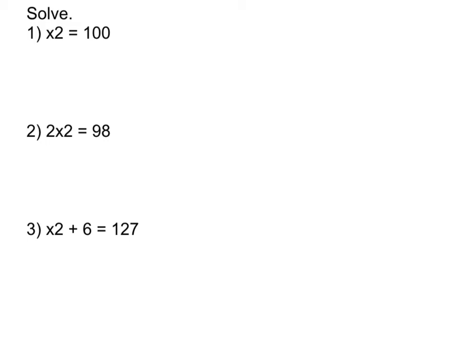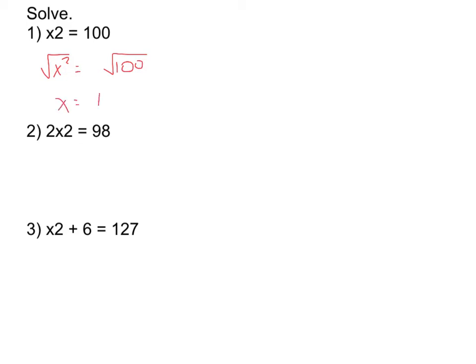So number one, we simply have x squared equals 100. And what we're going to do is square root both sides. So I have the square root of x squared equals the square root of 100. Now, I need you to consider something here, because when we say x squared equals 100, we need to think of what number times itself is 100, or what number squared is 100. And there are actually two of them.